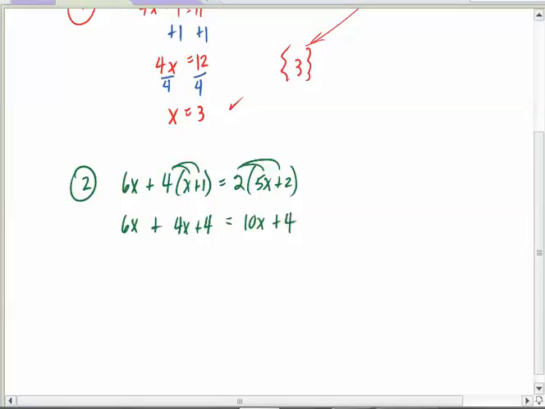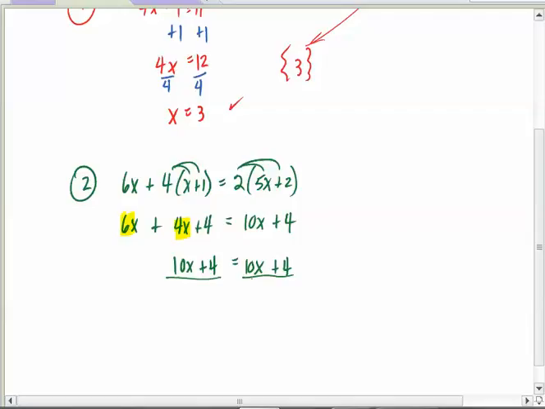Now, on the left we still had a 6x, so I'm going to take a look at combining my like terms here. Before I move across the equals, I'm going to combine my like terms. So that's going to be 10x. And some of you are going, oh my goodness, look at that. You're already seeing it. So look what I have. I have 10x plus 4 is equal to 10x plus 4.